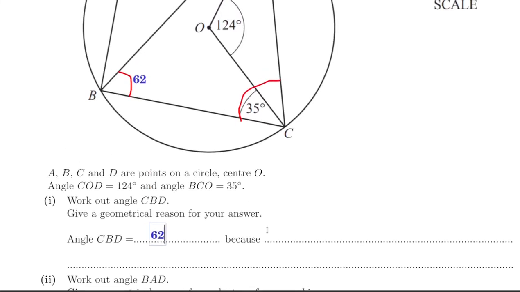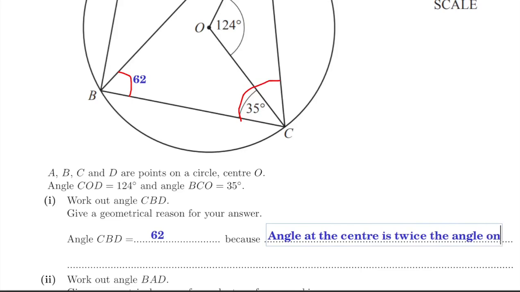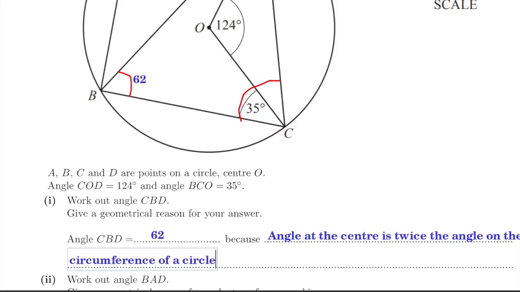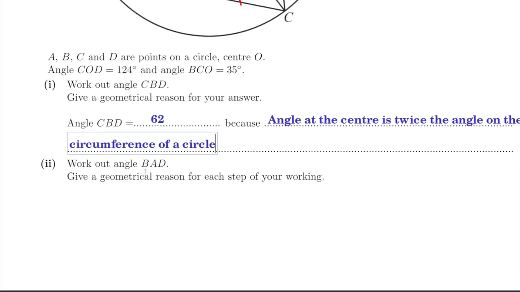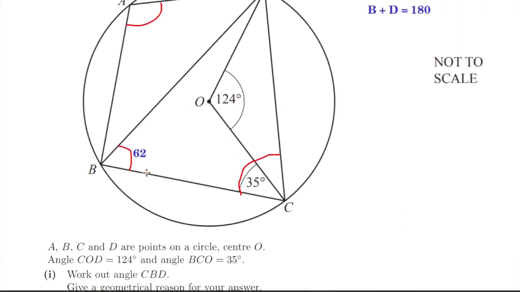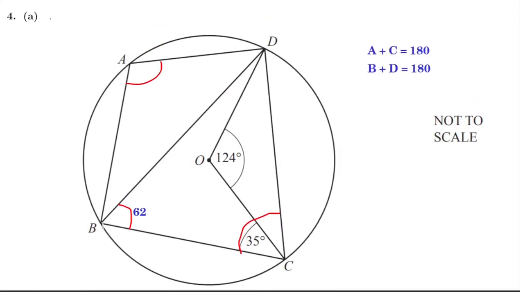Then what's the reason? Let's write the full theorem for this one, but the space is too small. Angle at the center is twice the angle on the circumference of a circle. Then you get your 2 marks. Next, work out angle BAD.